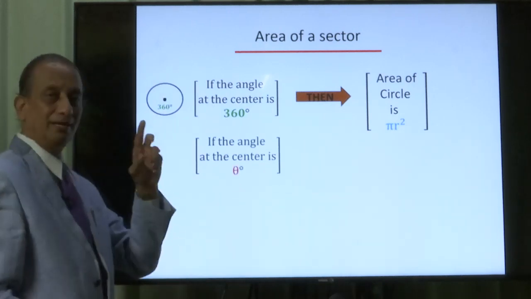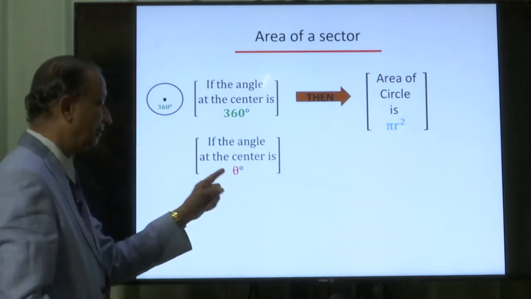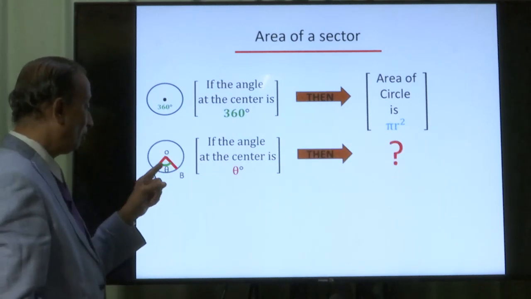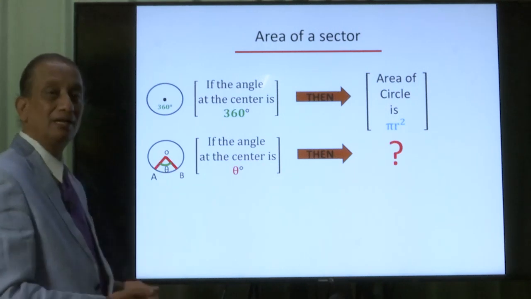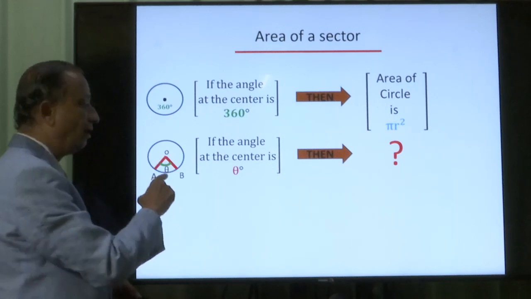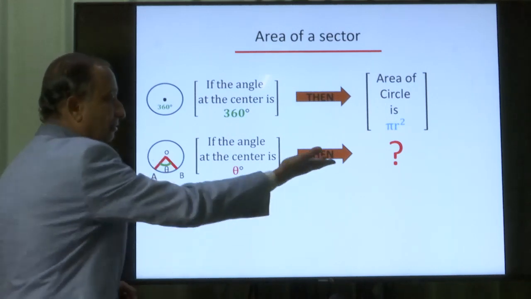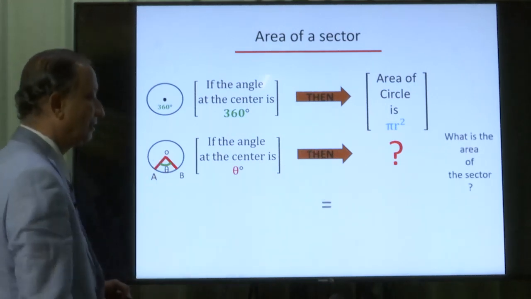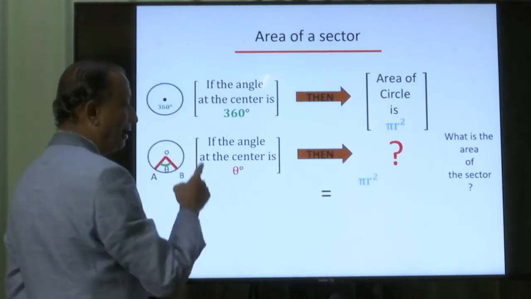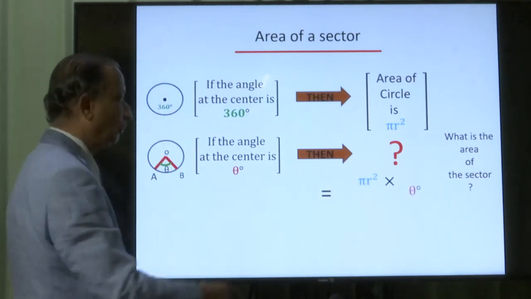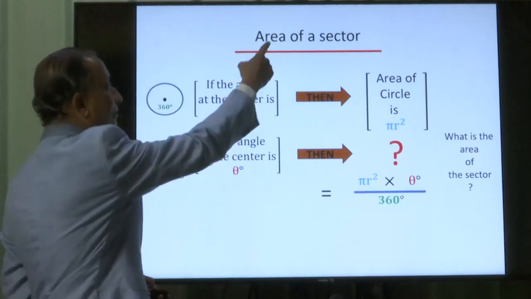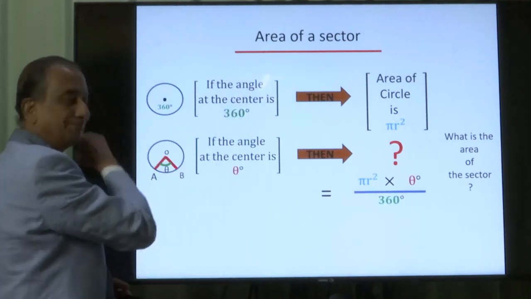Now, we are not taking the whole angle at the center, we are taking a small portion of it like this. So, this is a small portion here, the angle is theta. If theta is the angle at the center, what is the area of that sector? That can be found out like this. That is equal to pi r square multiplied by theta, and you divide it by 360 degrees in order to get the area of this sector.